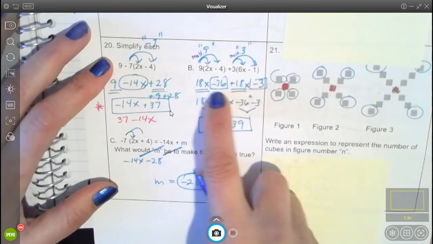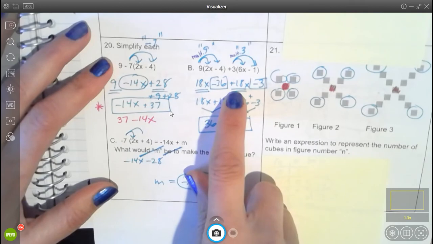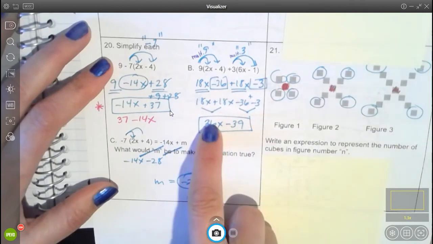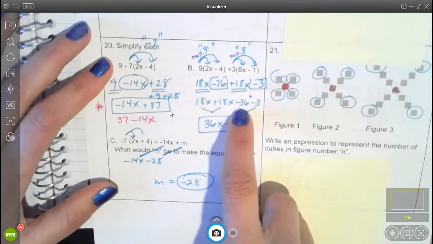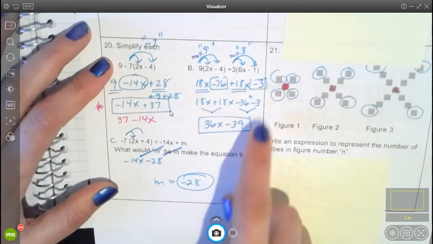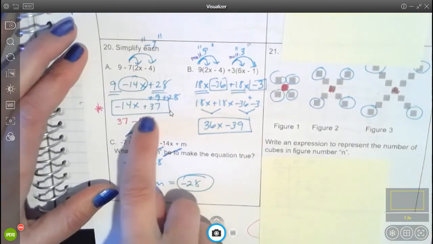So this is the distributing, and my parentheses are gone, and now I'm going to combine the like terms. So I added the 18x and the 18x, which gave me 36x, and I added the -36 and the -3, which gave me -39.